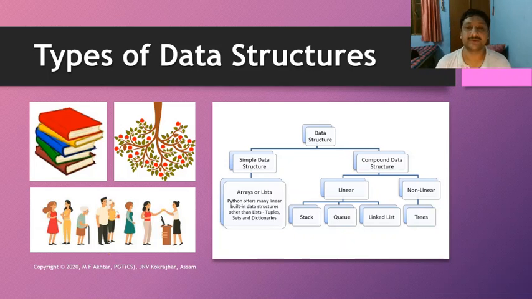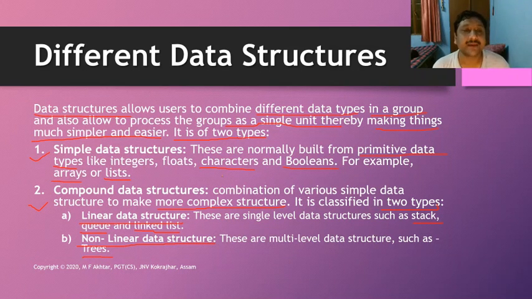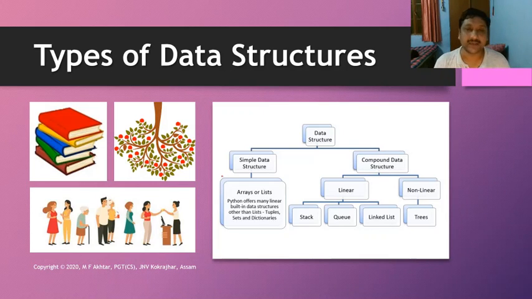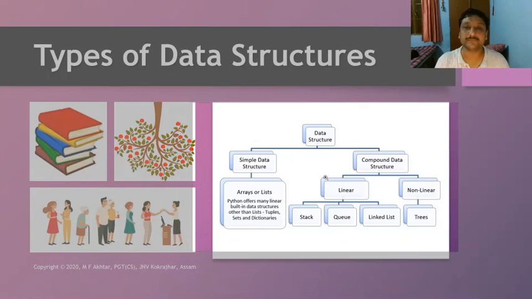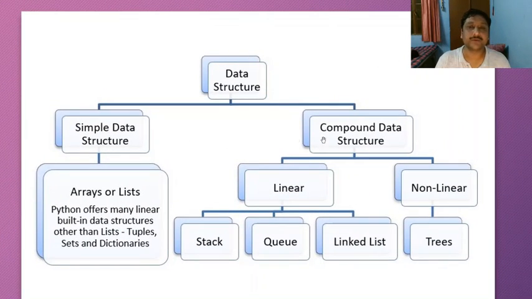See the different types of data structures as we have discussed in the previous slide. There are two types of data structure, simple and compound. We will see it in a pictorial way. In simple data structure we will learn only arrays or lists. But at the same time Python offers many linear data structures other than lists: tuples, sets and dictionaries, which we already learned in our previous classes. Now the other type, compound data structure, has two types, linear and non-linear. Stack, queue and linked list are linear data structures, and the non-linear data structure is known as trees.